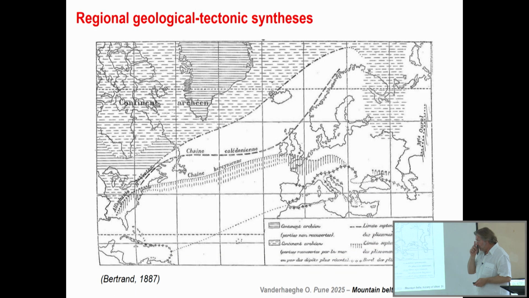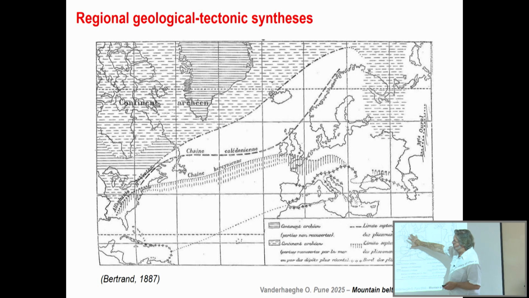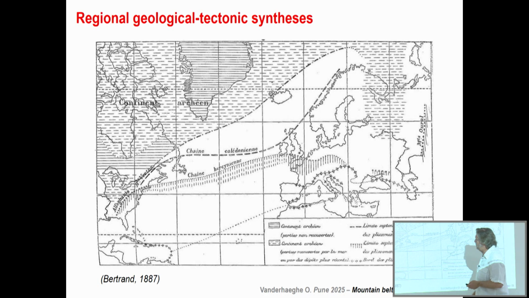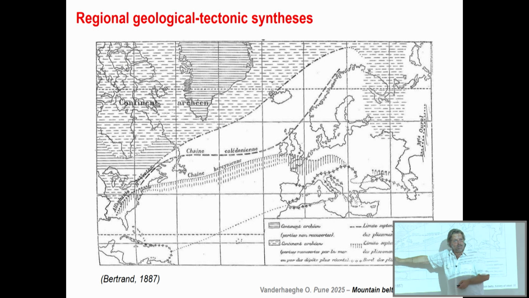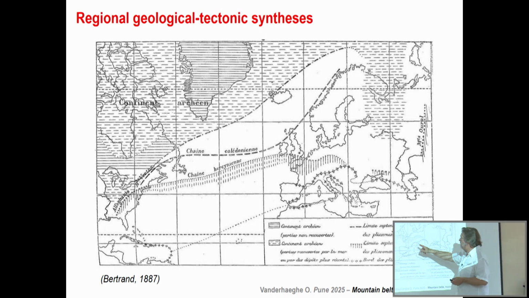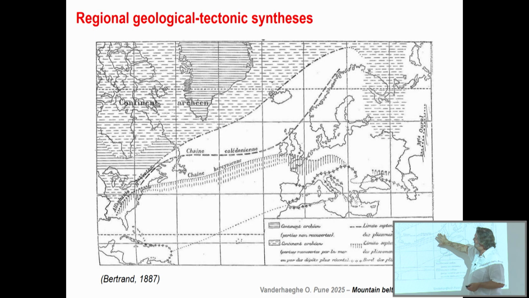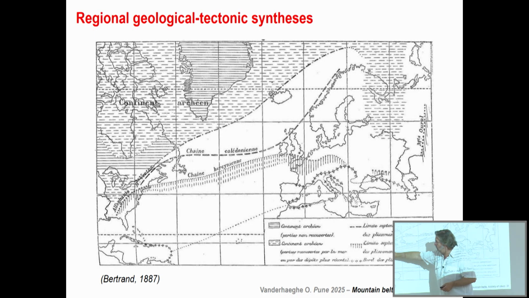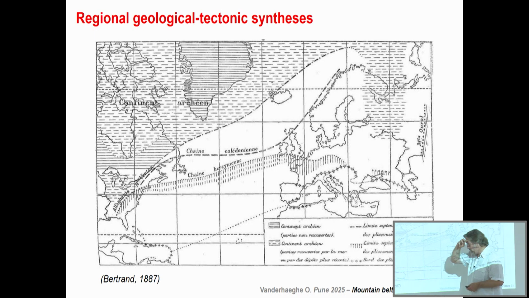The work of a French geologist, Marcel Bertrand, who also went to North America, identified a continuity of these belts across the Atlantic, which was not obvious to find. So he called it the Hercynian and Caledonian belts, and found their traces in North America.